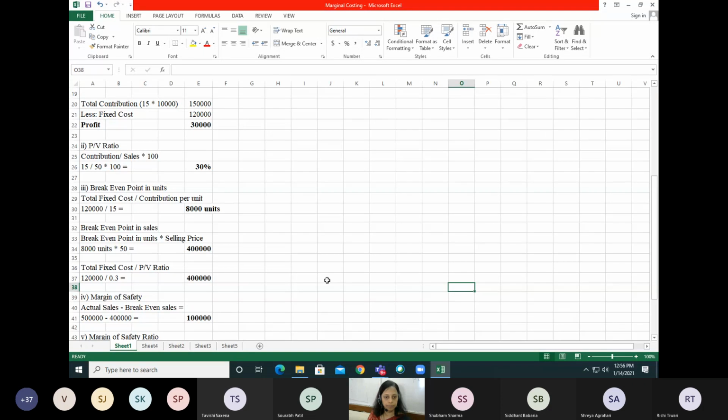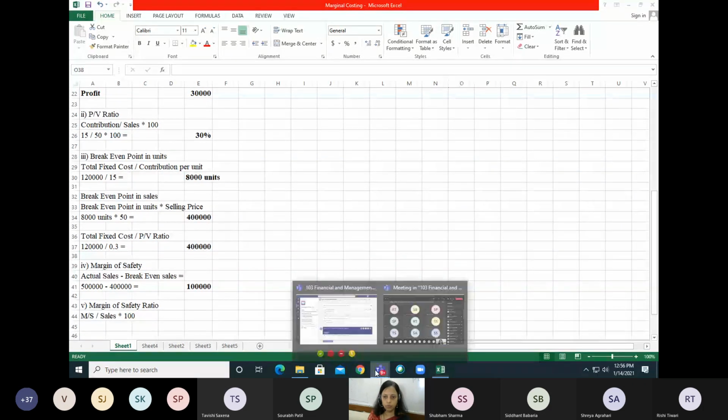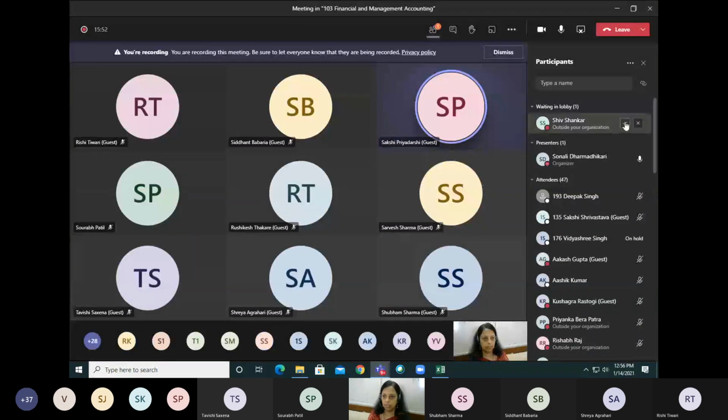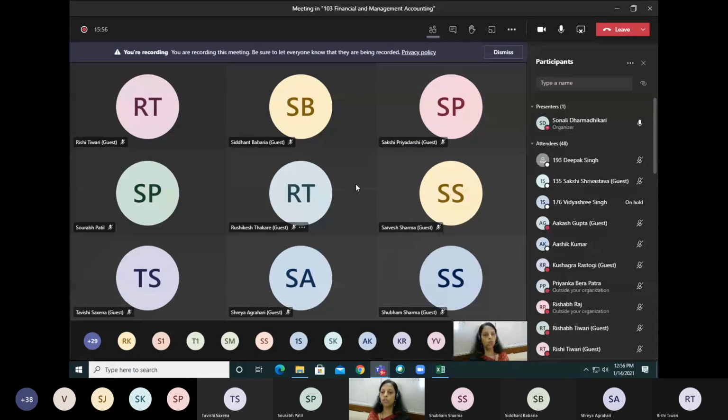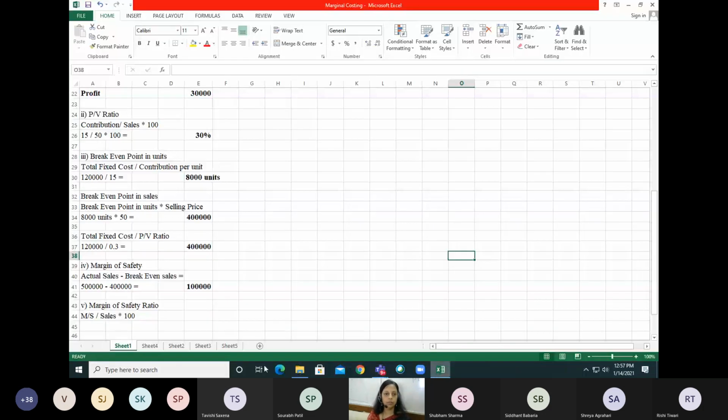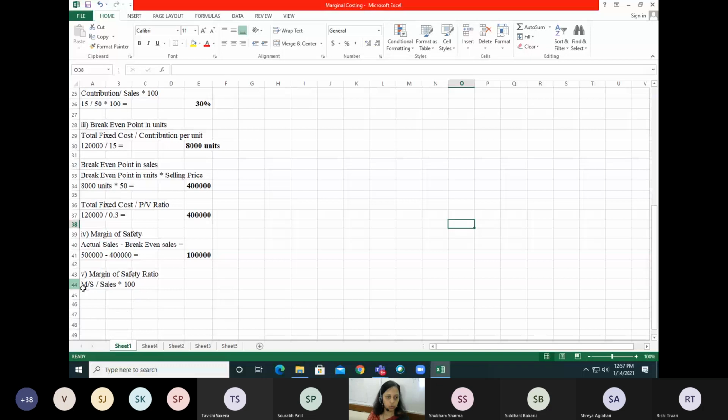Is it clear? Now, one more thing they have asked: margin of safety ratio. What does it mean? Margin of safety upon sales into 100. So now we will calculate margin of safety ratio.